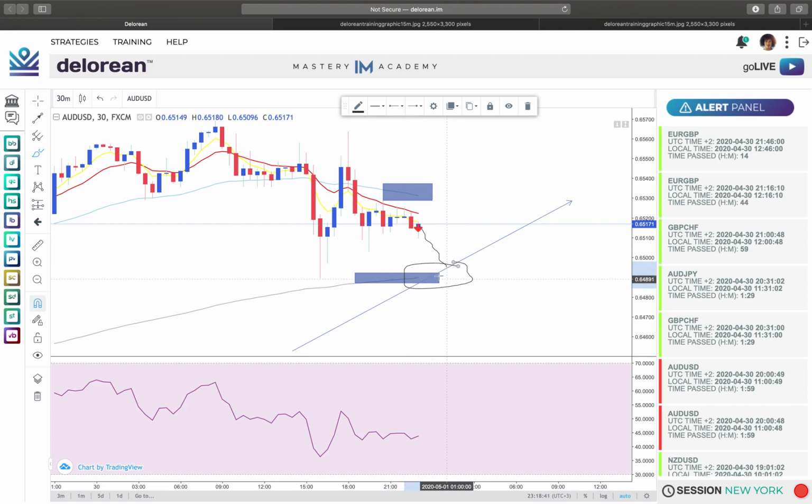If you get a Delorean setup at that time, what do you think the type of trade is? Type it out in the comments. If you get a Delorean setup at that time, as this comes down and it goes right here, what do you guys think the type of trade is? Type 1 or type 2?